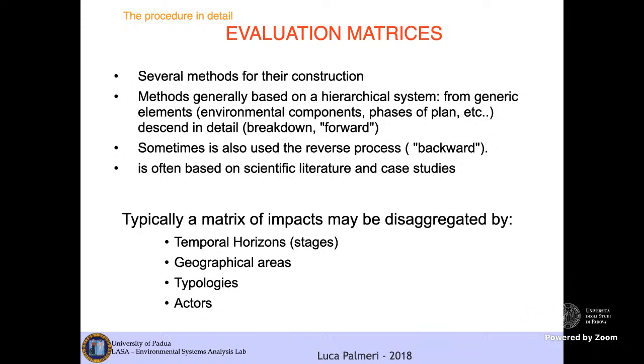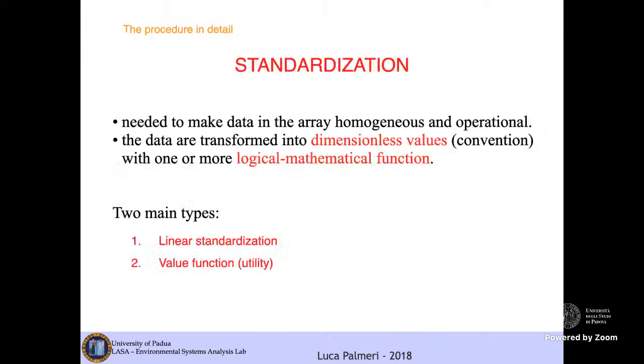It is often based on scientific literature and case studies. Typically, a matrix of impact may be disaggregated by, for example, temporal horizons, so the stages of a project. So you may have different matrices referring to different temporal horizons, or disaggregated according to geographical areas. So, for example, in different localizations of a project, you will have different evaluation matrices, or typologies of a project, or actors involved in the evaluation process.